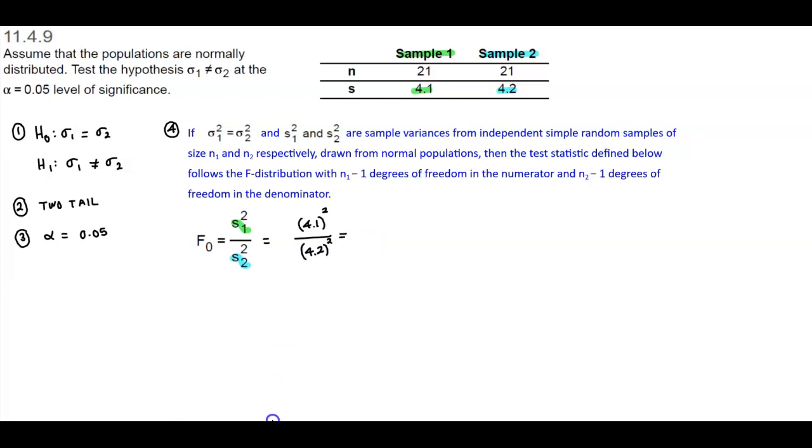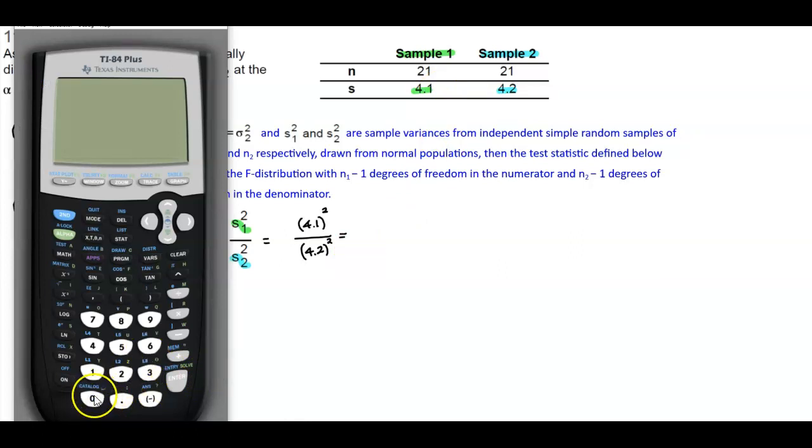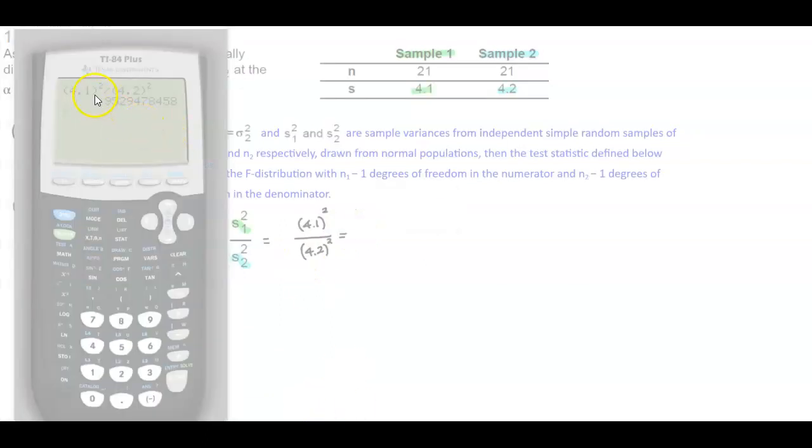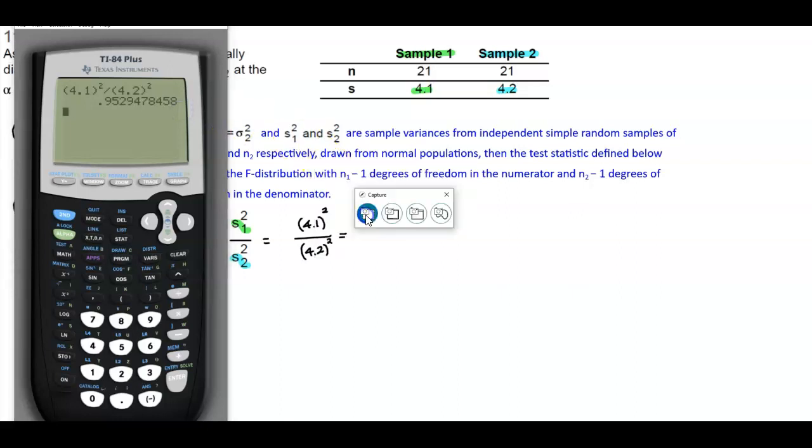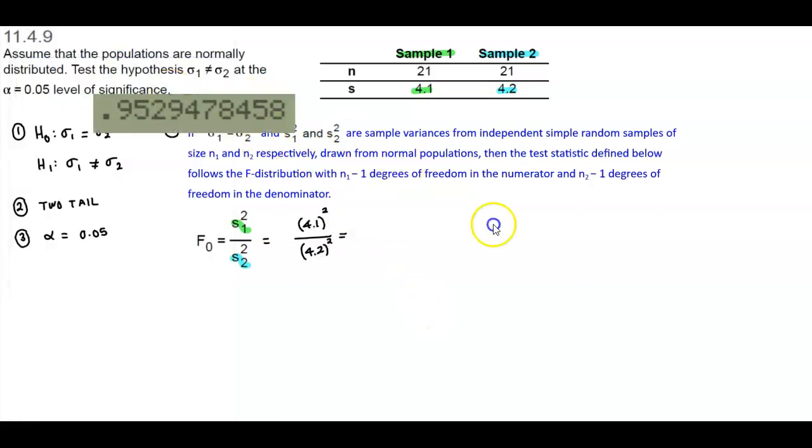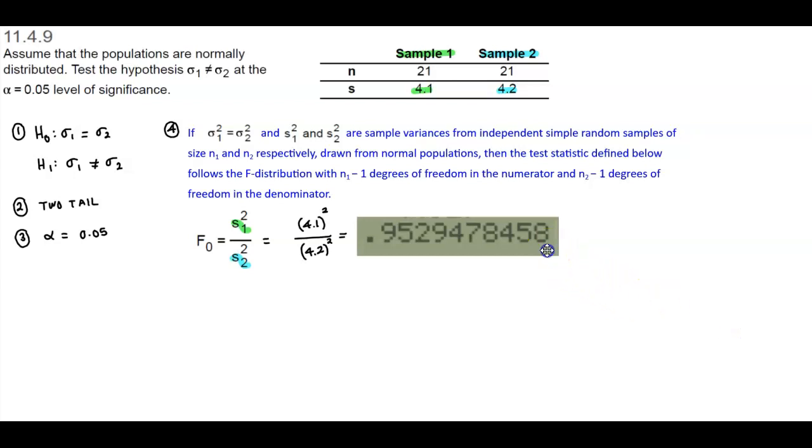Okay, so let's go ahead and put that in our calculator. So we have 4.1 squared divided by 4.2 squared. So let's go ahead and take this value. And now we're going to round that to 2 decimal places. So if we round it to 2 decimal places, then we get a test statistic of 0.95.